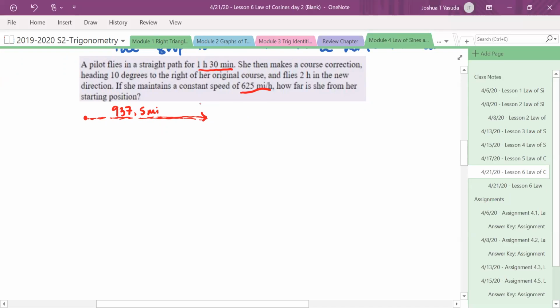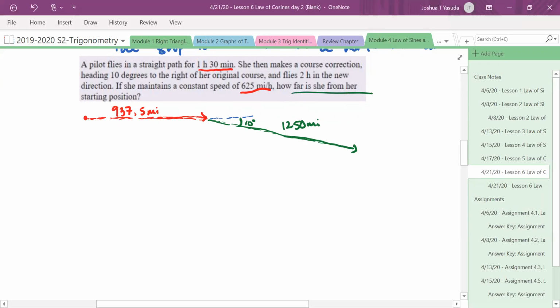But then it says from her original trajectory. So here's her original path. She then is going to go to the right of that. If we were putting ourselves on the plane, to the right of that would be this side. And she's going to go 10 degrees to the right of it now. So course correction, she's a little off. This right here is 10 degrees. So she then moves 10 degrees to the right. She continues on 2 hours at 625 miles an hour. So 2 times 625 is 1250. So she went 1,250 miles.